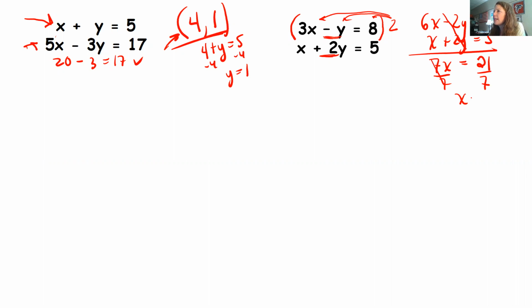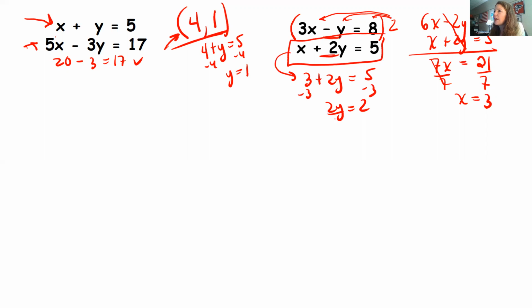So x is 3. And then I'm going to plug in 3 into my second equation. 3 is x, so 3 plus 2y equals 5. I'm going to subtract 3. I get 2y equals 2, divided by 2, y equals 1. So my answer is (3, 1). Plugging it in real quick, just doing a mental check. Yep, I know my answer is correct.